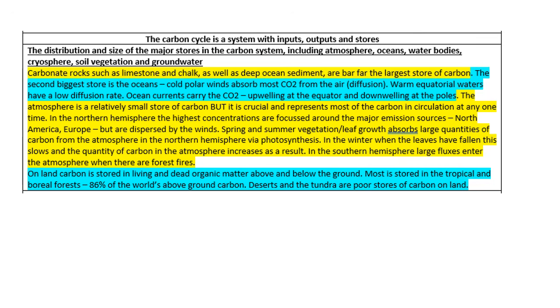On the land, carbon is stored in organic matter, both above and below the ground. Most of it's in the tropical rainforest and the boreal forests. 86% of the world's above ground carbon is found in those forests. The deserts, the tundra are very poor stores of carbon due to the lack of vegetation.